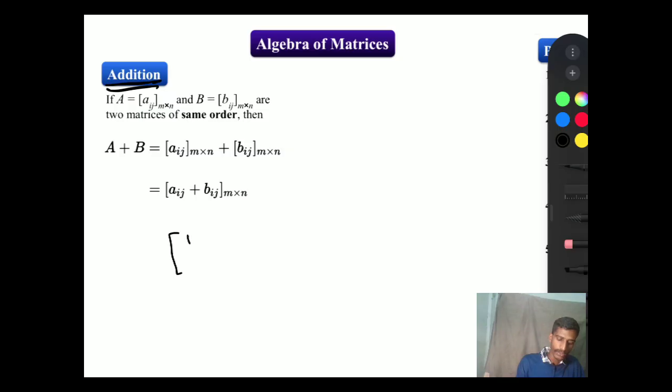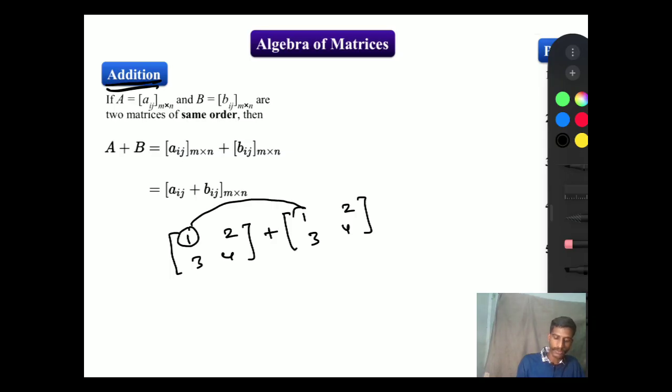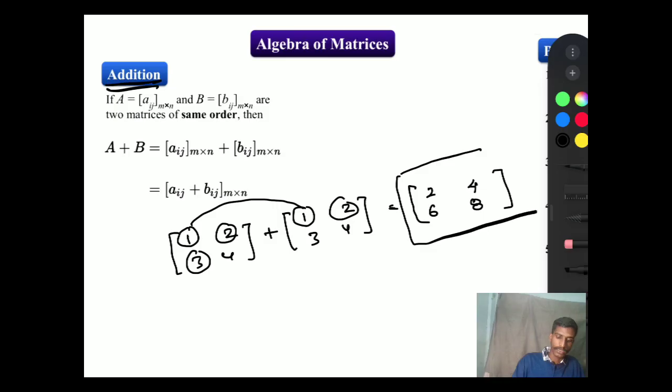Here 1 2 3 4, and here 1 2 3 4. If we want to perform the sum, we add the first element of the first matrix with the first element of the second matrix, and we get 2. Similarly, we add these 2, and we get 4. Here we'll get 6, and here we'll get 8. So this is our new matrix. It is also in the form of 2 cross 2.